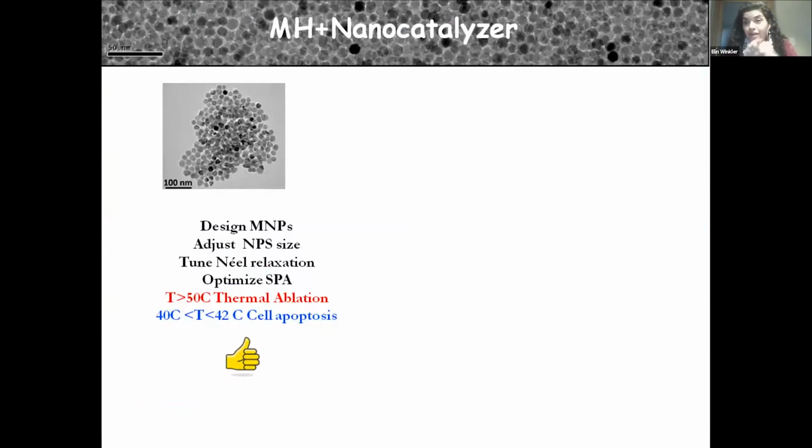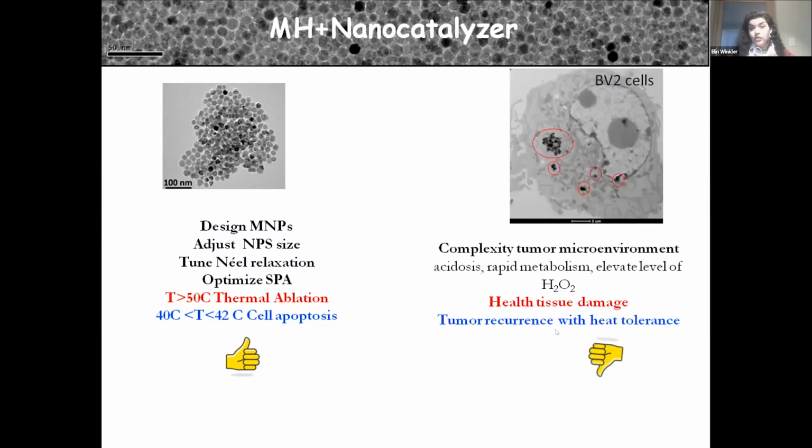So not all the problems are solved, because from materials science we can design the nanoparticle, we can design the volume, tune the relaxation, optimize the SPA. We can increase the temperature over 50 degrees to produce thermal ablation, or we can go between 40 and 42 degrees to produce cell apoptosis. However, there are still many things to solve.